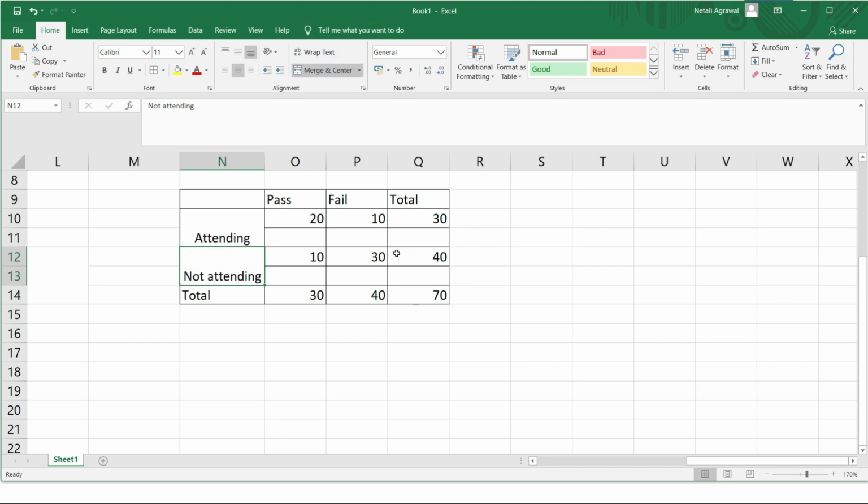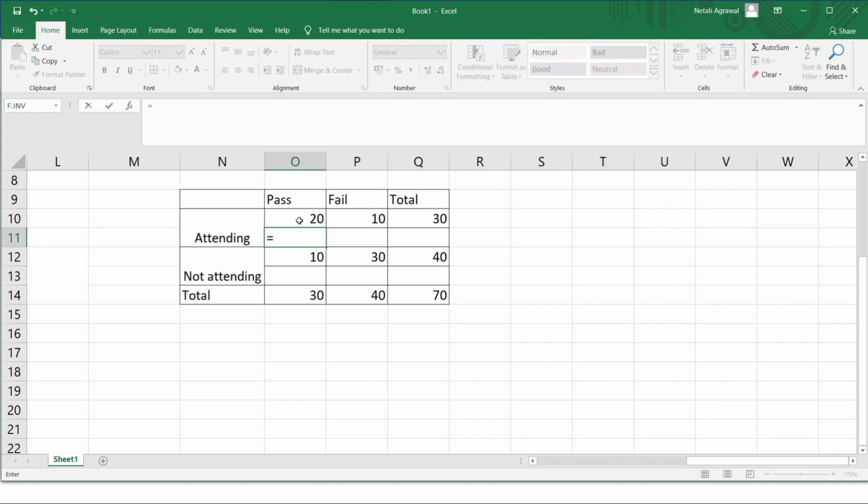These are observed. You need estimated values also, considering that they are totally independent. So what is the estimate if you just have the total? We have a formula to calculate that, and how that goes is row total into column total divided by your table total. Let's do it over here.